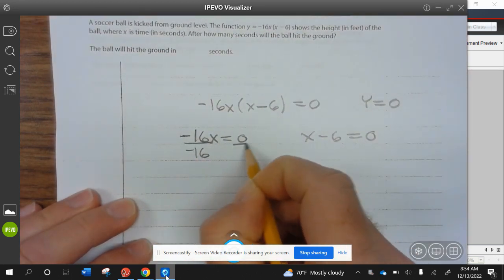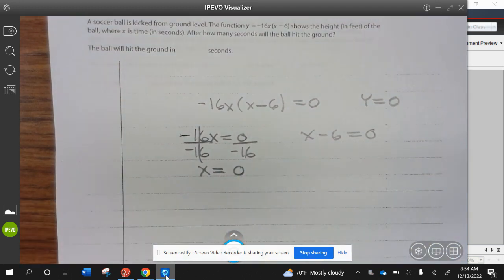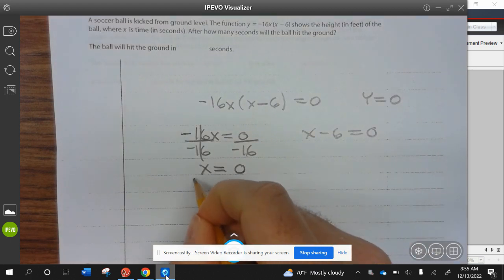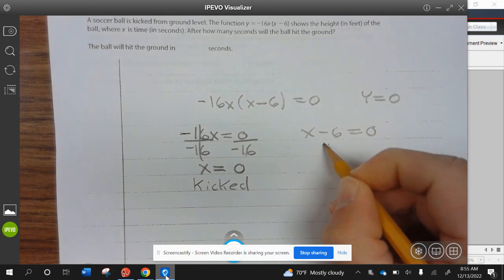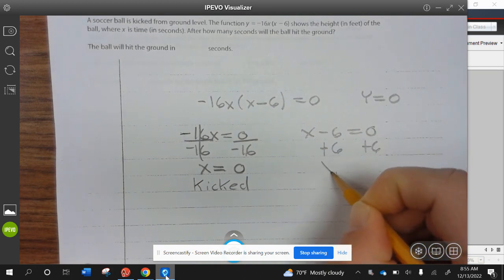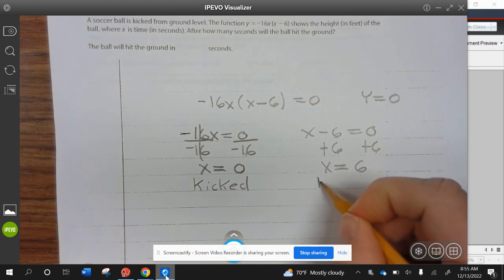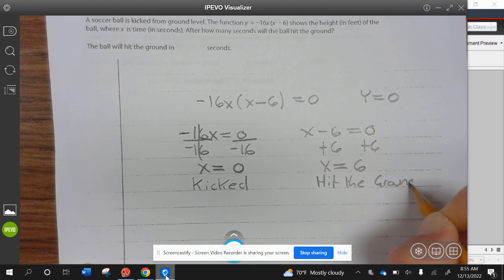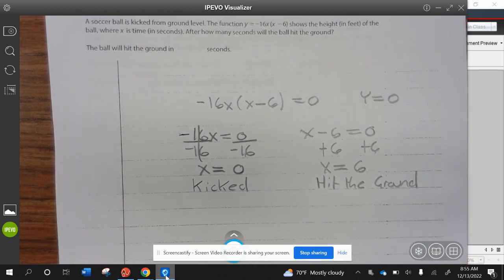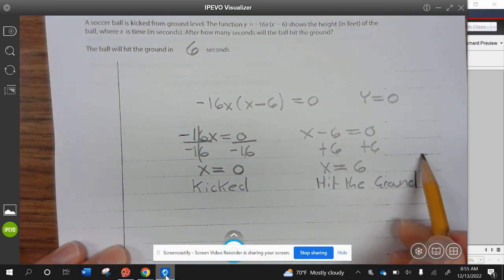Divide both sides here. X equals 0. Now, x equals 0 is the time when the ball was kicked. Okay, we add 6 to both sides here. X equals 6, and that's when the ball hit the ground. Okay, so the ball will hit the ground in 6 seconds.